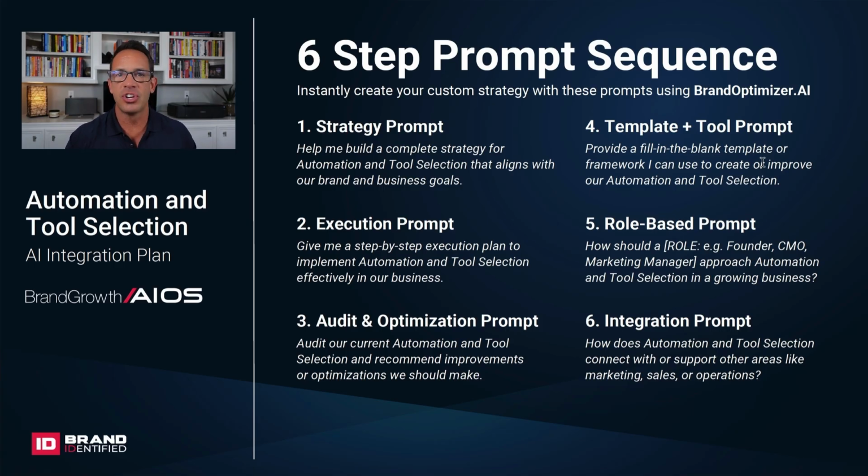Prompt number 2, this is your execution prompt, and that is: give me a step-by-step execution plan to implement automation and tool selection effectively in our business. Prompt number 3, this is your audit and your optimization prompt, and that is: audit our current automation and tool selection and recommend improvements or optimizations that we should make.